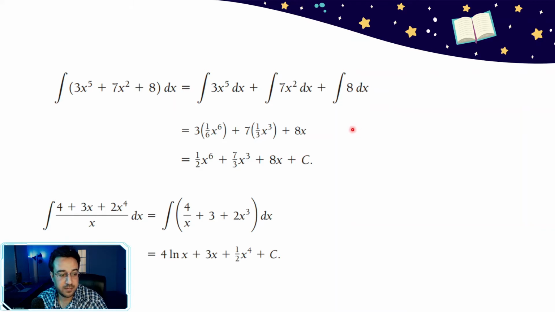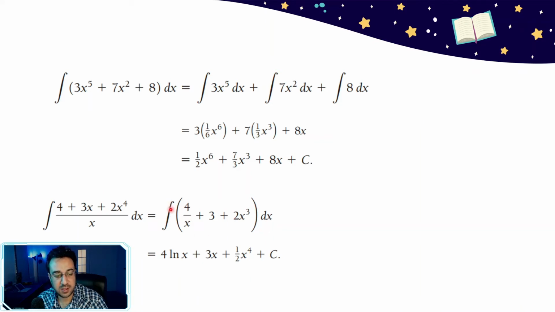Another example, of division: the integration of 4 plus 3x plus 2x to the power of 4, over x, dx. What is the integration of that function? Try to simplify the form. Divide all of these by x. Since you are adding in the numerator, you can divide each term by the denominator and make life easier for yourself. That's 4 over x plus 3 plus 2x cubed dx.